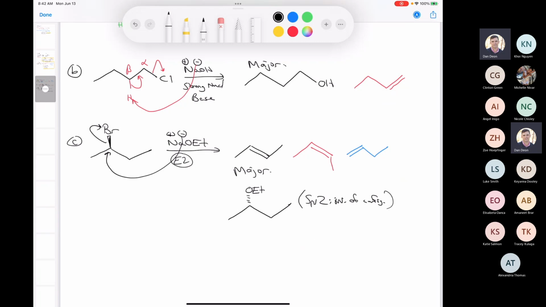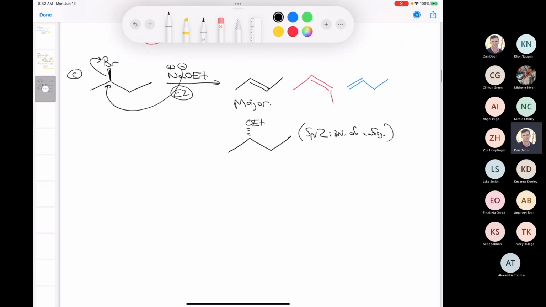Do I have to be able to identify them all? Yes. Do I have to know which one is the major one? Yes. This is part of organic chemistry. Let's move on to D. D, right? So let's see here.